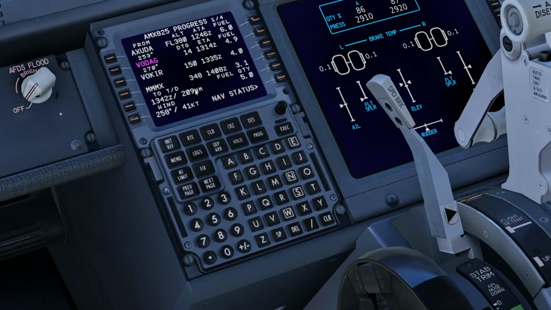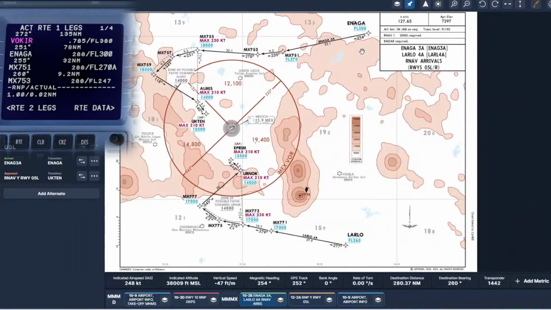So why does it want us to go down so early? Let's have a look at the chart. The first constraint is 300 at AGA, and then we're going to be sat there for 32 nautical miles until we get there. So really the answer is because the STAR has constraints on it that we must meet quite early on in the descent. So have a look as well.